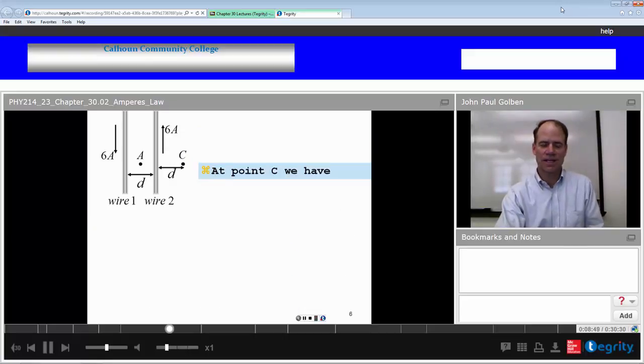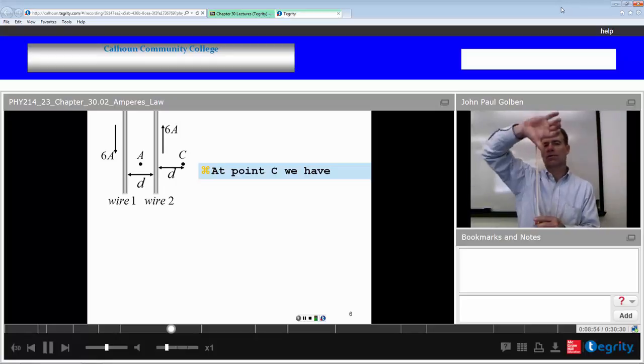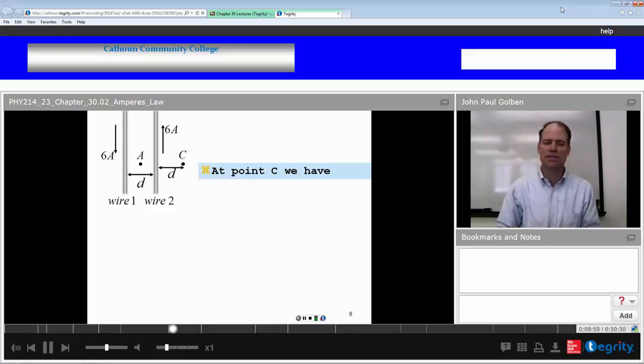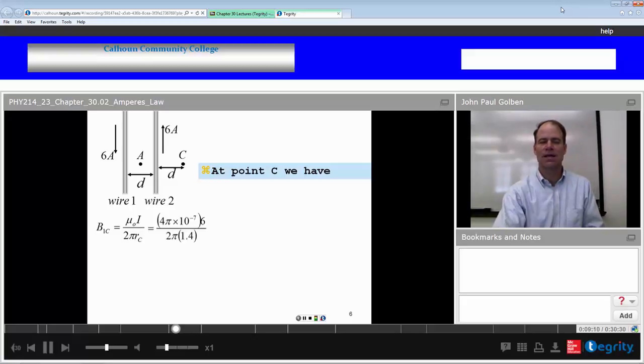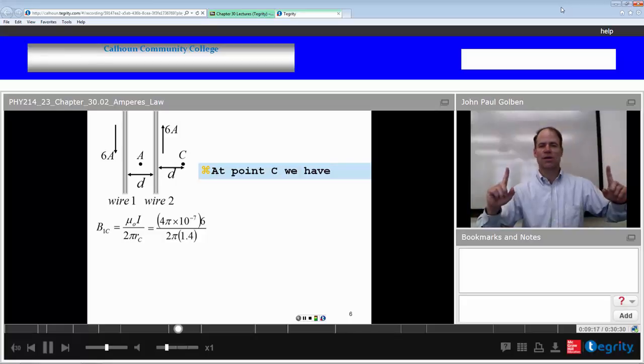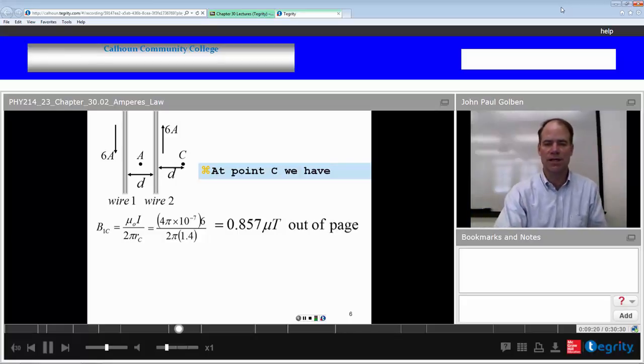What about point C? If I look at wire number 1 again, with the current going down like this, at point C, which is to the left, the field is going to be coming out of the page, and the distance to it from the wire is going to be 2d, which is 1.4 meters. So our magnetic field will be mu naught I over 2 pi r at point C. Mu naught is 4 pi times 10 to the minus 7, our current was 6 amps over 2 pi, and our distance to point C is 1.4 meters. So this is 0.857 microtesla out of the page towards you.